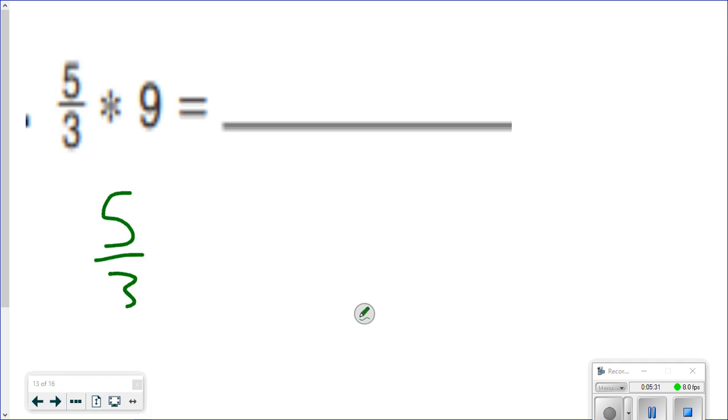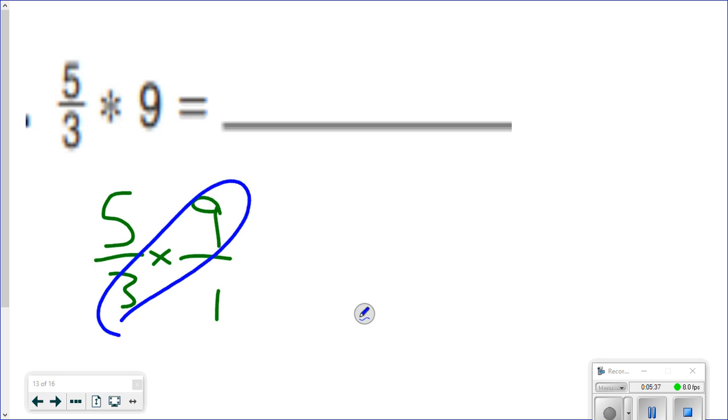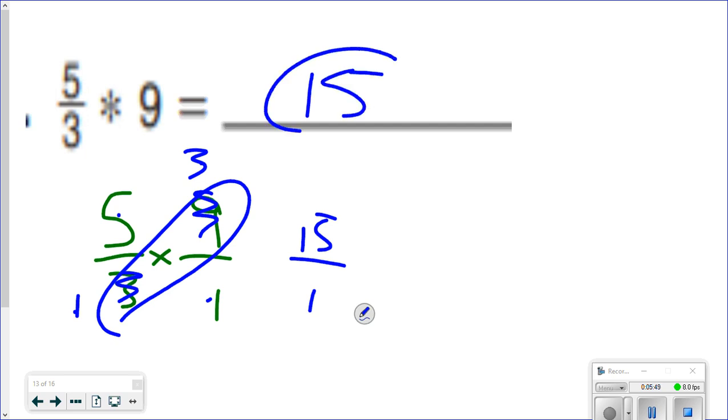5/3 times 9/1. 5 and 1 can't get cross-reduced, but the 3 and the 9 can. I'm going to divide those both by 3. 3 divided by 3 is 1. 9 divided by 3 is 3. 5 times 3 is 15. 1 times 1 is 1. My answer is 15.